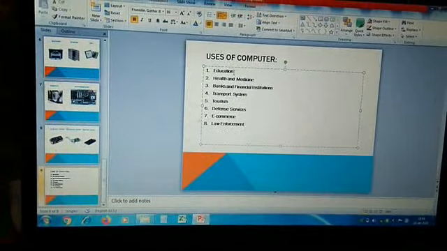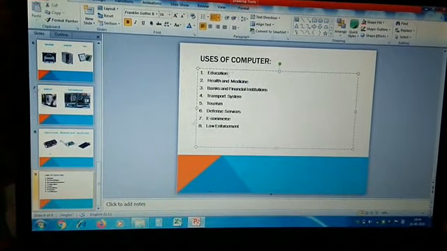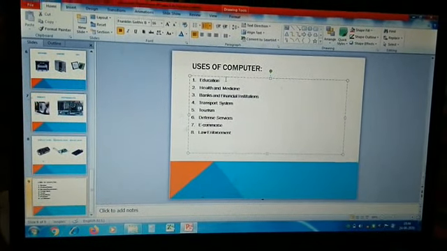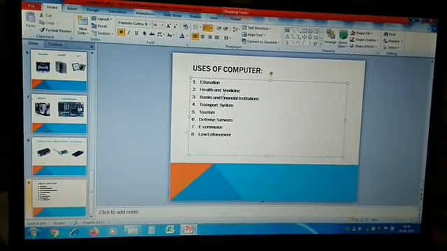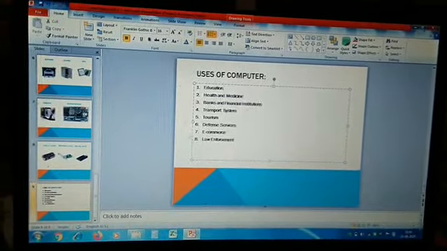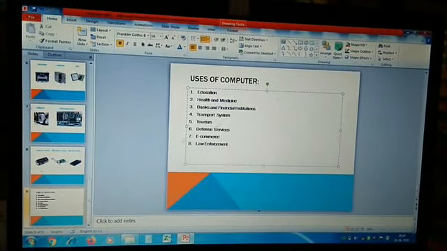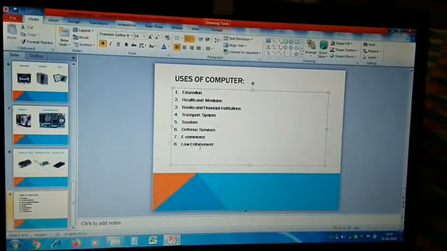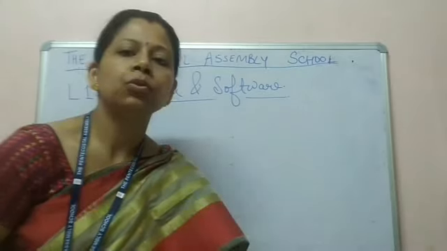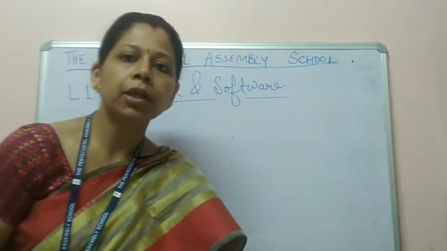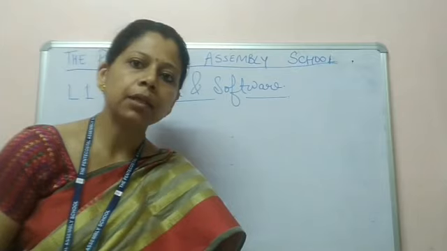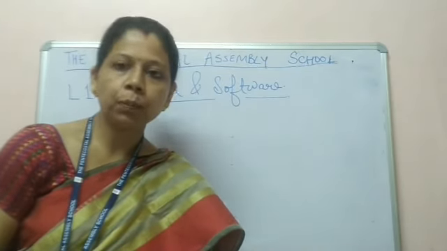So today we are going to do the uses of computer. Where are computer used? It is used in the education sector, it is used in the health and medicine, it is used in the banks and financial institutions, in the transport system, tourism, defense services, e-commerce and law enforcement. Students, I want everyone to take out your book and a pencil in your hand, and if I tell you to underline something, please underline it. So come to page number 10.